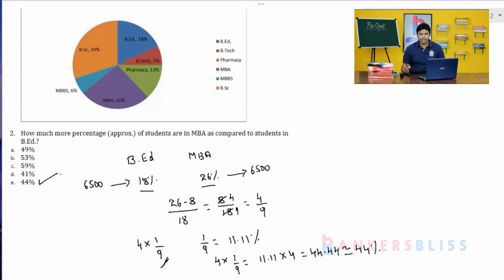Very simple to calculate. Orally you can solve till 4 by 9. After that, you may require paper and pencil. But if you practice, you can definitely solve this problem within 20 seconds, not more than that. So problem number 2, option E is the right answer. Let's go to the next problem, problem number 3.